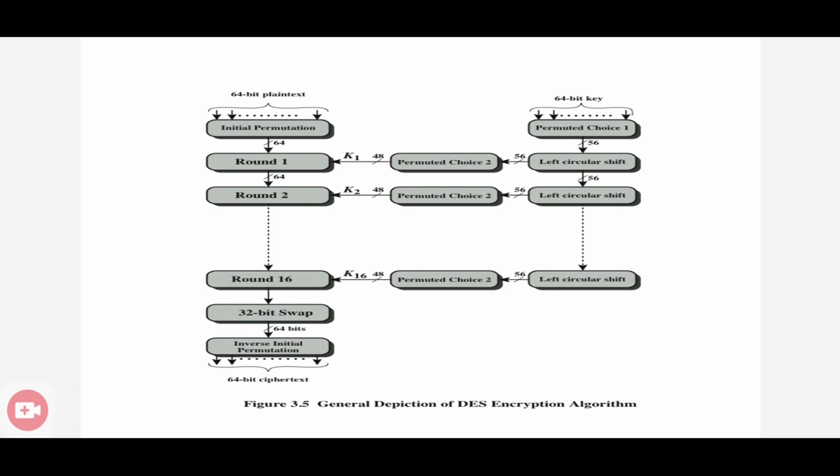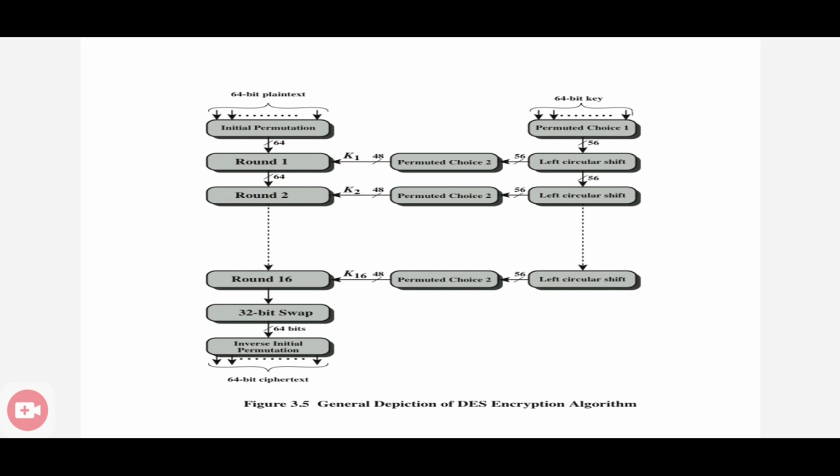So first you take the key data as 64-bit. First you perform a permuted choice 1, or permutation. Then you get a 56-bit key. That 56-bit key is used for the encryption procedure. So the key length in the DES algorithm is 56-bit.